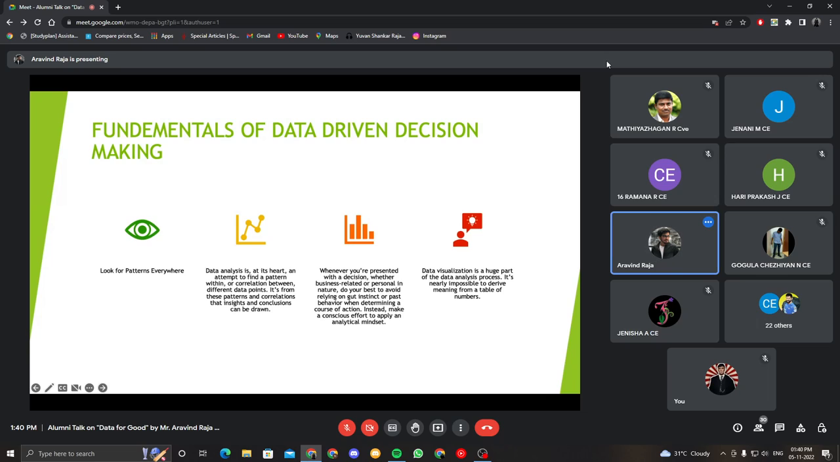Okay, so in our life today, we have a lot of data. Data as in terms of everything: you have multiple open source data sets, you have multiple survey studies available. So you should look for patterns, basically. A similar pattern might have occurred in the past.